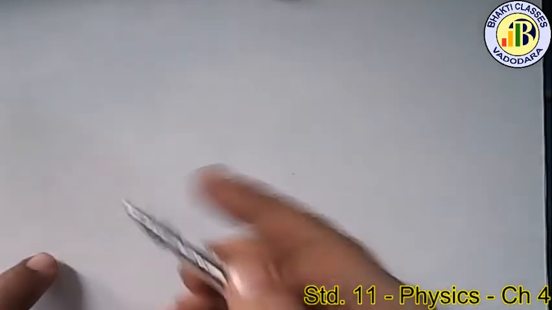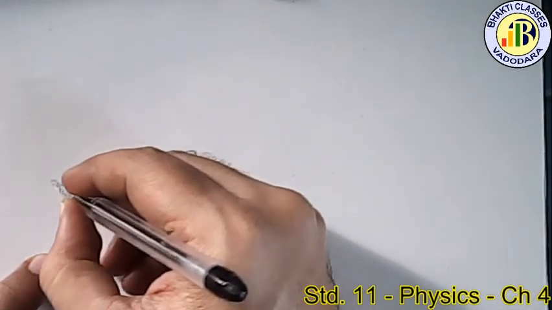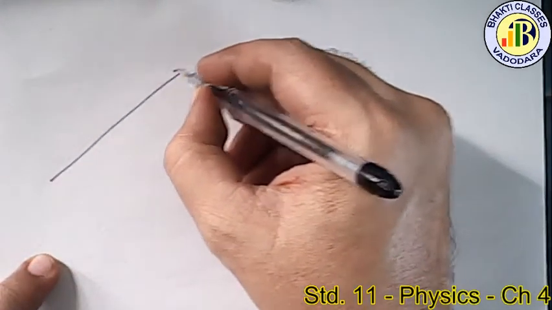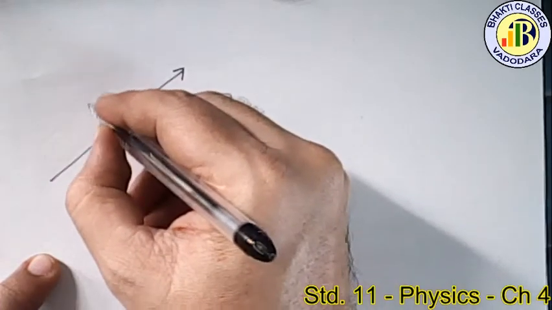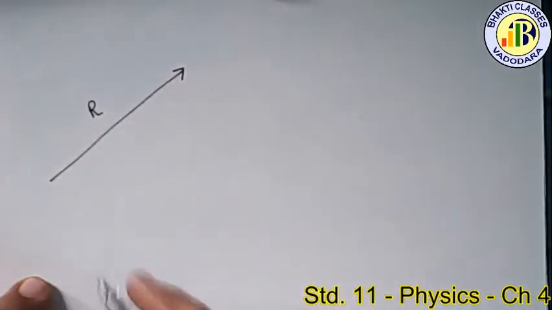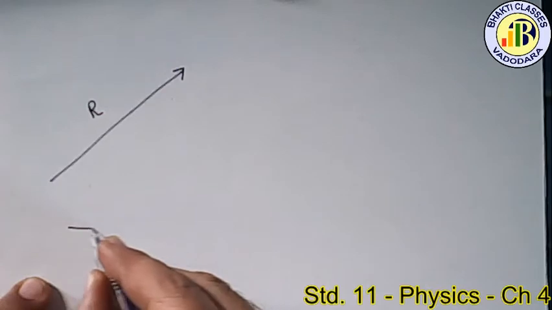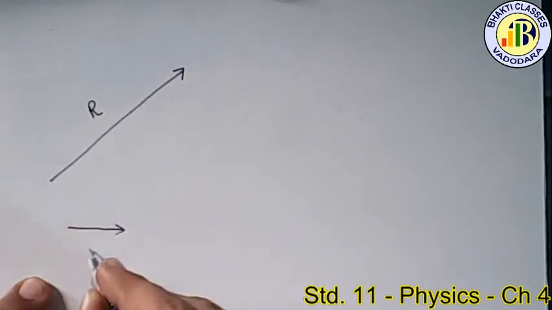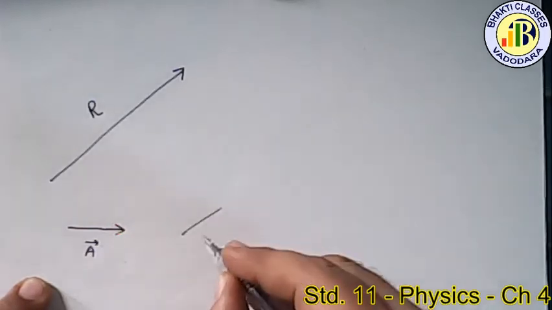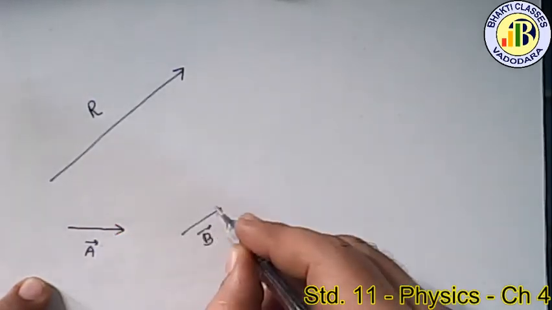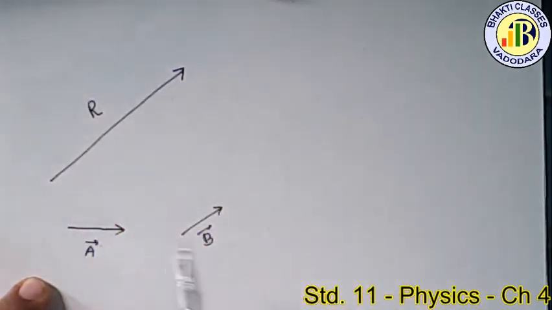See, suppose I have a vector. This is a vector R. I would like to resolve vector R in two directions, in the direction of vector A and in the direction of vector B. In these two directions I would like to resolve this vector R.